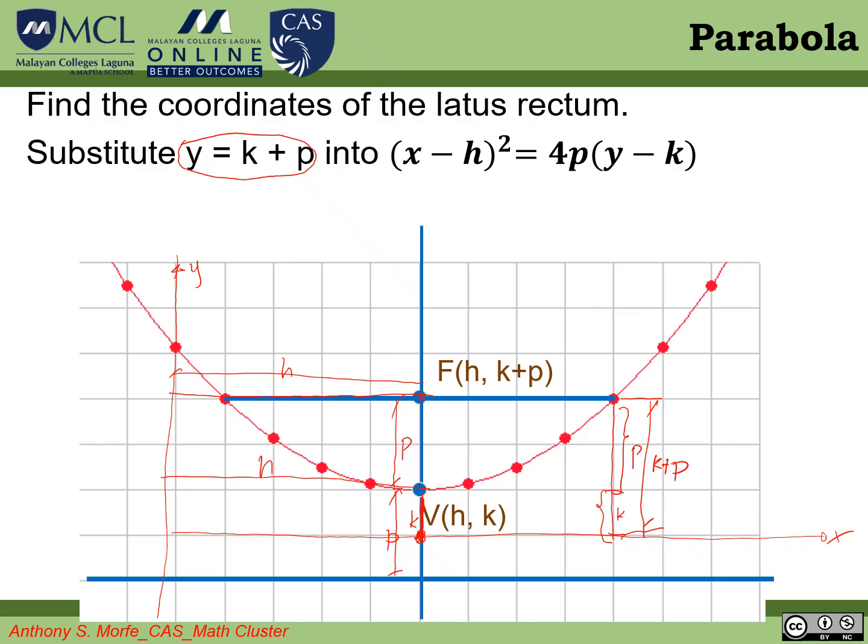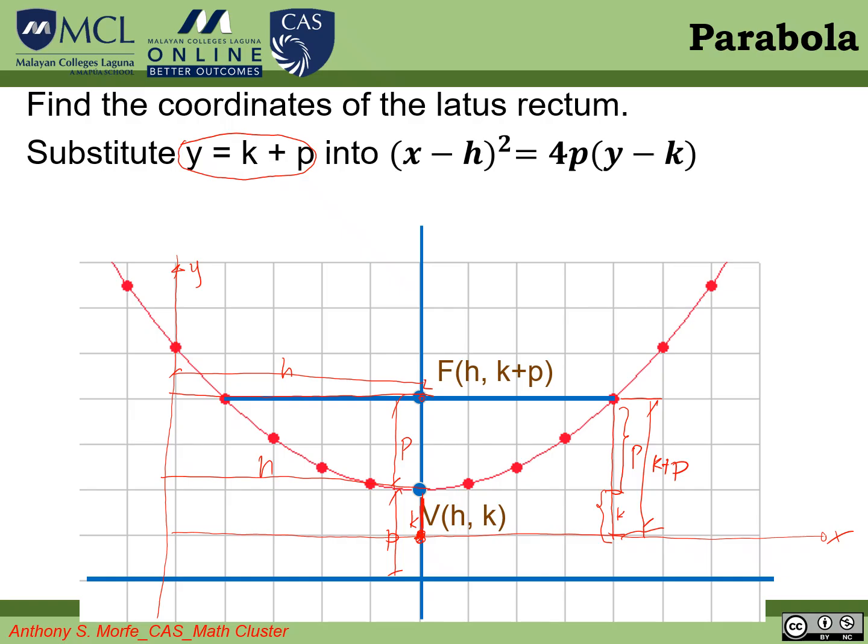So this is the y. We change y to k plus p because, as you know, the coordinates of points are x and y. So we change x to h and we change y to k plus p. Alright, so k plus p. Okay, so we have to substitute this into this standard form because it opens upward.